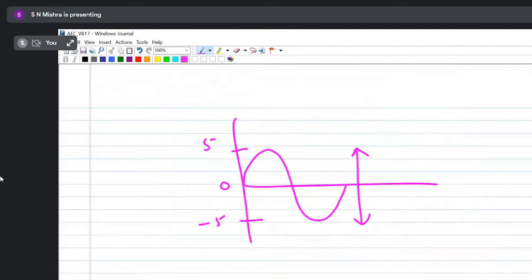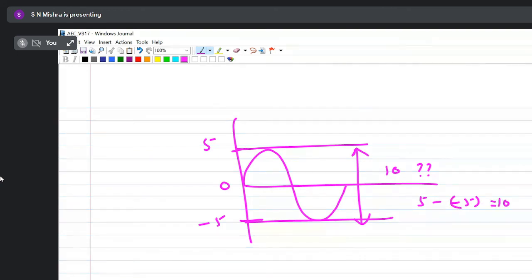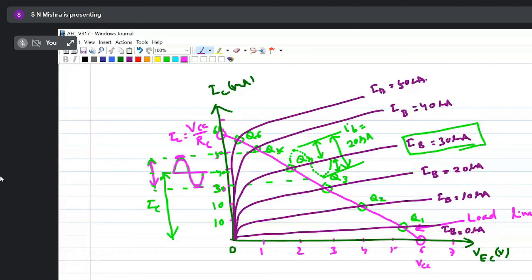How have you calculated this? You are telling this is 10. This is 10 or not? Yes, sir. How did you calculate this 10? Sir, 5 minus of -5. Positive peak minus negative peak. 5 minus of -5, that is 10. So instead of that, it is in current. This is 50 milliampere, bottom is 30 milliampere. What is the peak to peak current? 20.